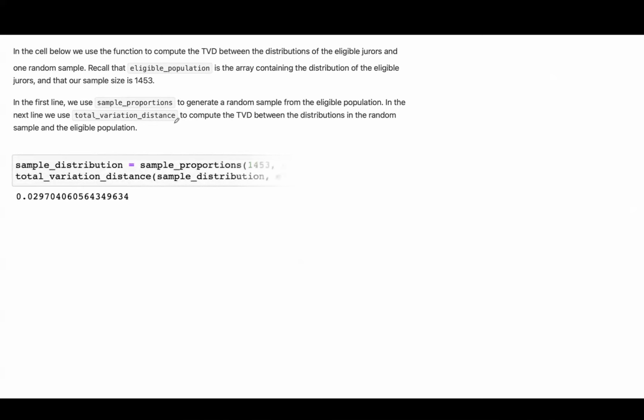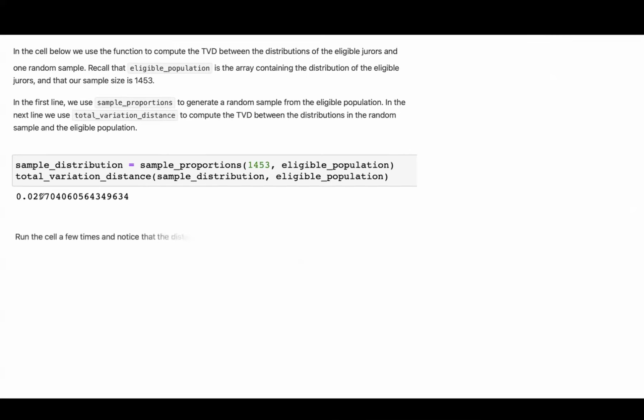Now in the cell below, we use the function to compute the TVD between the distributions of the eligible jurors and one random sample. Recall that eligible_population is an array containing the distribution of eligible jurors and that our sample size was 1,453. In the first line, we're going to use sample_proportions to generate a random sample from the eligible population. In the next line, we're going to use total_variation_distance. In our first run, the total variation distance is about 30%.